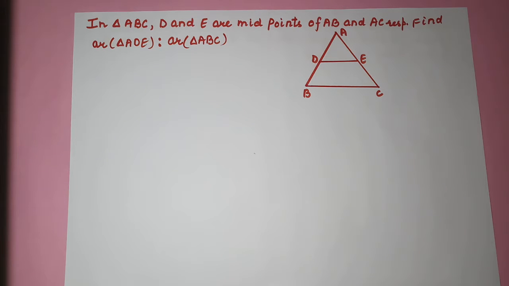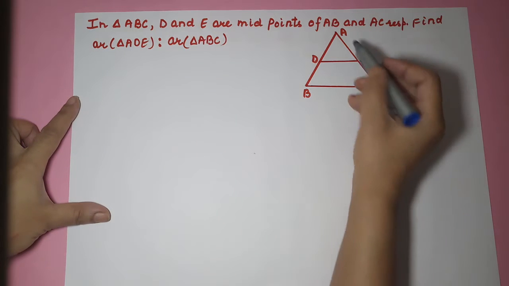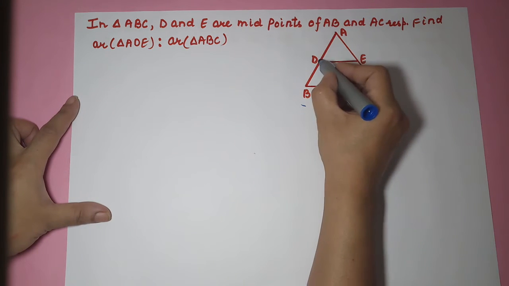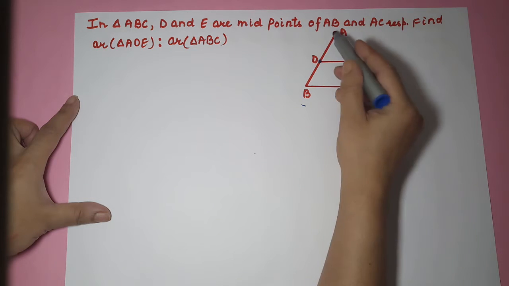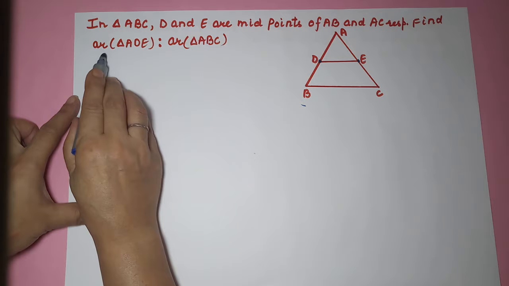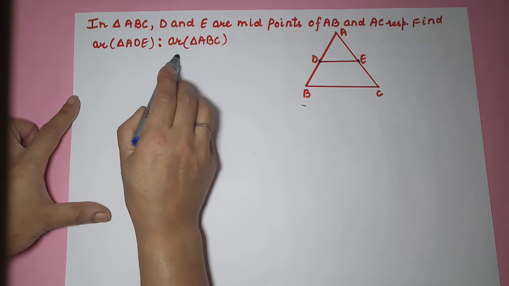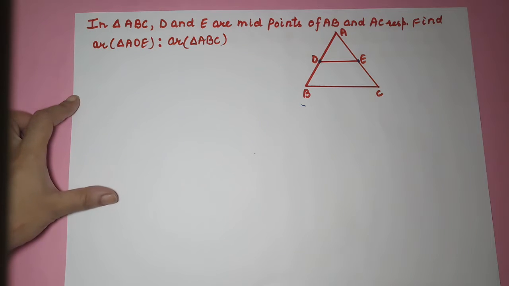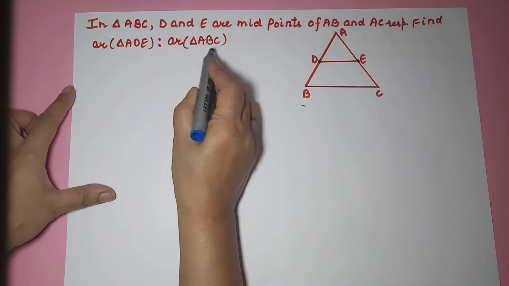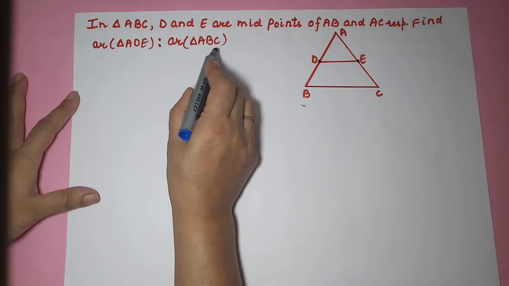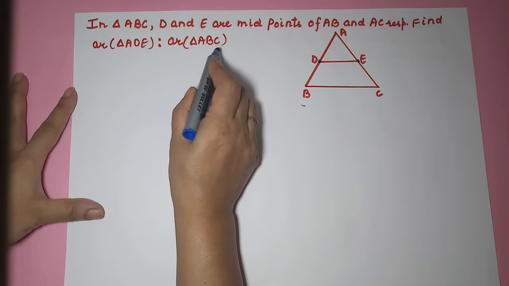We are continuing with the similarity of triangles. Here the question is, in triangle ABC, D and E are the midpoints of sides AB and AC respectively. Find the area of triangle ADE is to area of triangle ABC. Alright. Now we know that these are the area theorems and we can apply the area theorems only in the triangles which are similar to each other, right?